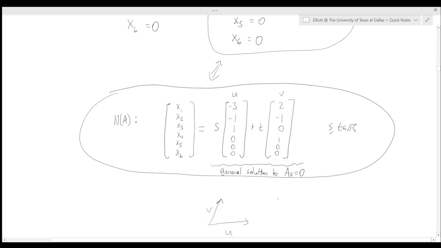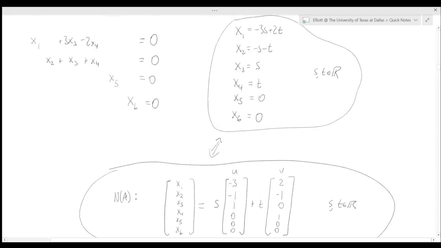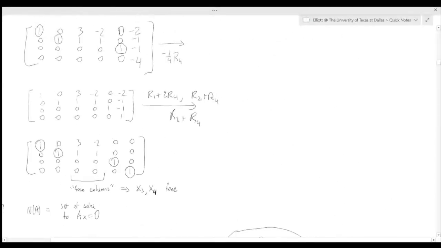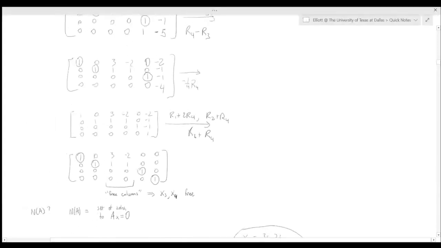So we can see geometrically that in this example, the null space of A is going to be a plane in R6. Specifically, it's a plane spanned by these 2 vectors, u and v. Okay? All right. And then I want to make one final observation. So I'm going to go back to the reduced echelon form of A.